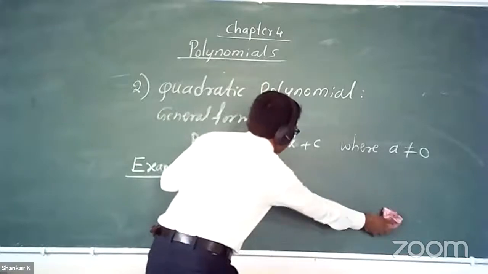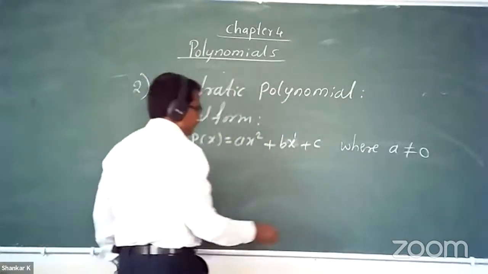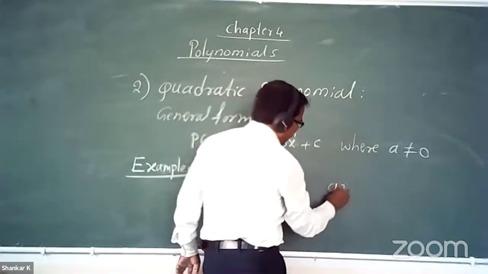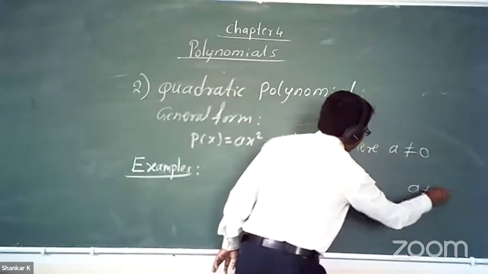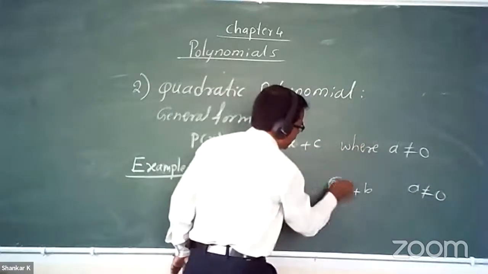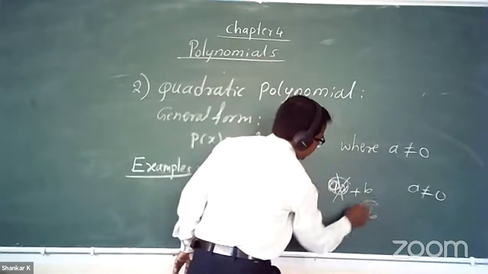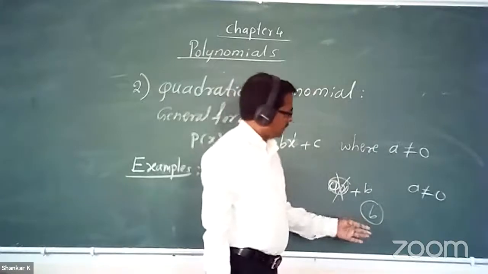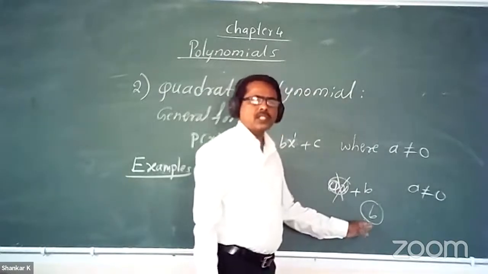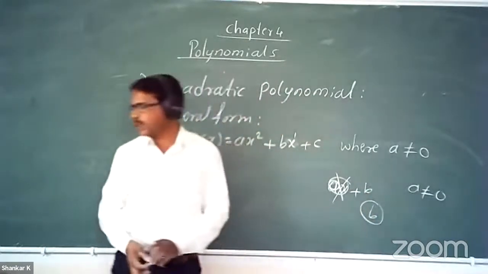Now, in the previous example, the linear polynomial ax plus b, we said here also a should not be 0. If a is 0 now, this term becomes 0. Only b will remain. Only b means there is no variable part. It is not a linear polynomial. It just becomes a constant. That I will tell you.